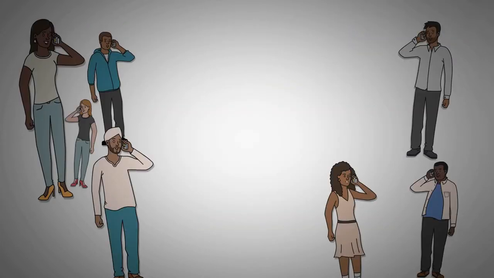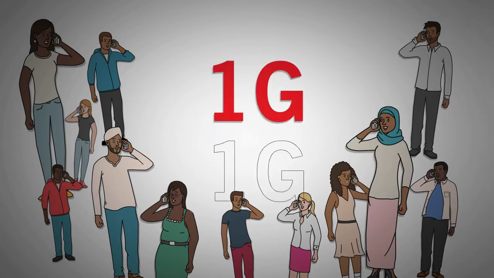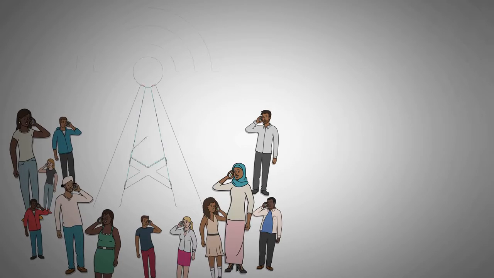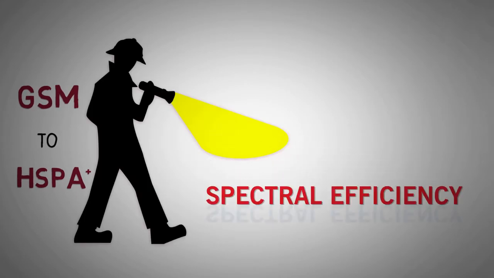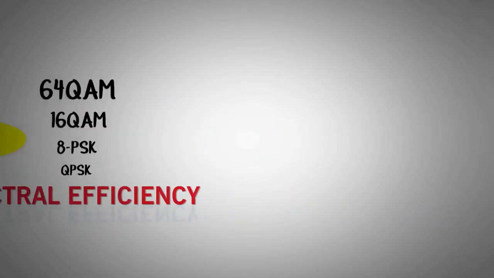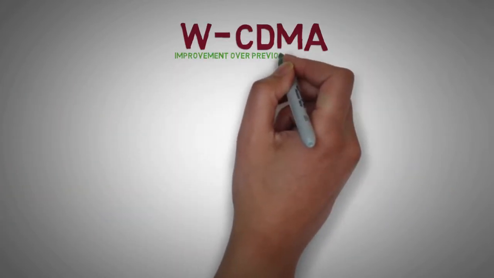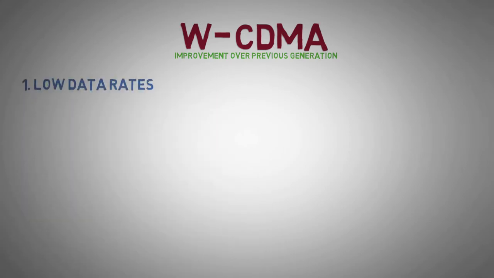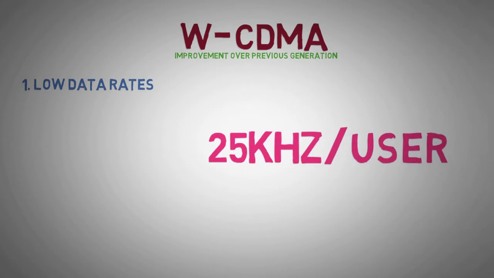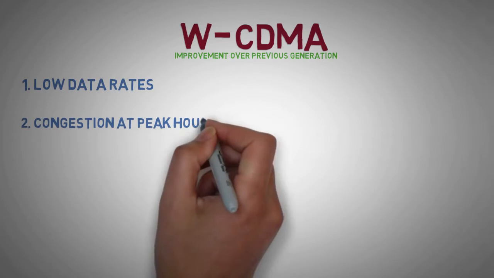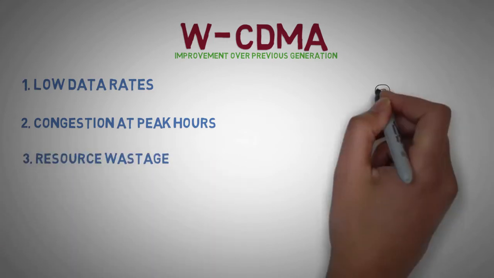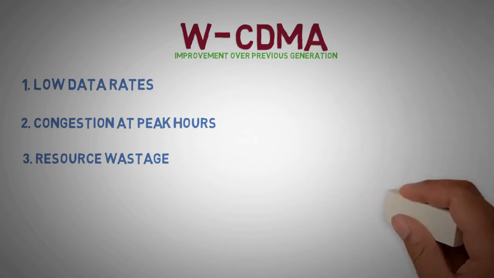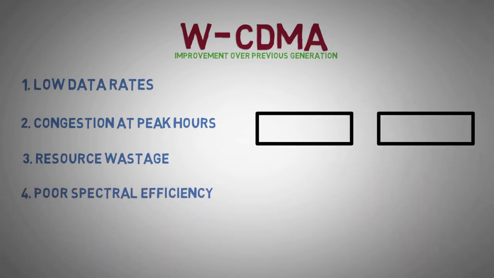As the number of users and their demand started growing, communication networks evolved from 1G to 4G. Radio part was significantly enhanced from GSM to HSPA+. Now, focus was shifted towards better spectral efficiency by using higher modulation order like QPSK, 8PSK, 16QAM, 64QAM, etc. WCDMA improved upon some of the problems of earlier generations like, first, low data rates. In GSM, effective bandwidth for a user was only 25 kHz. Second, congestion at peak hours, as the frequency chunks and time slots were very limited. Third, resource wastage, resources remained idle when users were inactive. Fourth, poor spectral efficiency, due to guard bands and guard periods used to avoid interference.